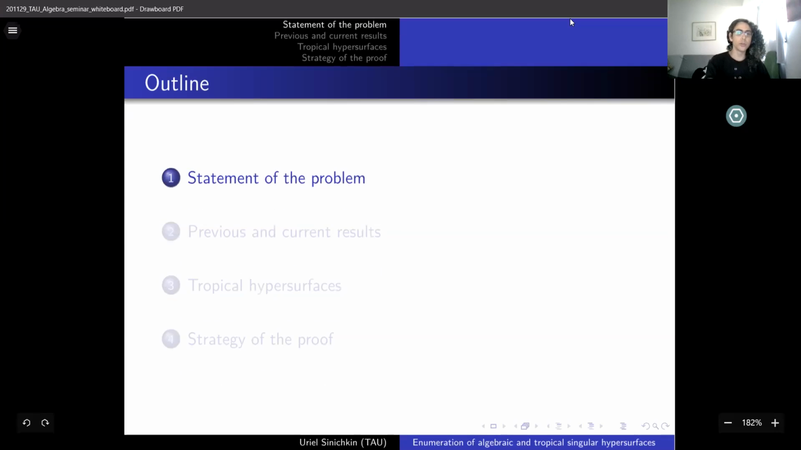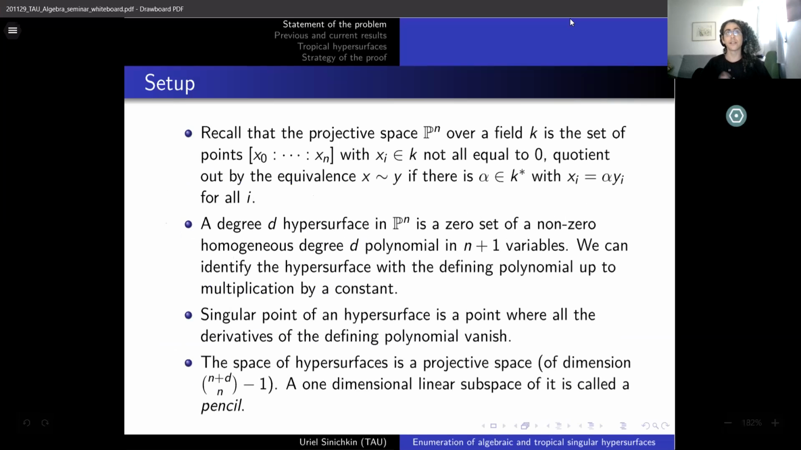Okay, so what is the setup that we're working in? We're working in projective n space. So I remind you that it is a set of points with n+1 coordinates, not all 0, and we identify points that differ by multiplication by a non-zero scalar. A degree D hypersurface is a zero set of some non-zero homogeneous degree D polynomial in n+1 variables.